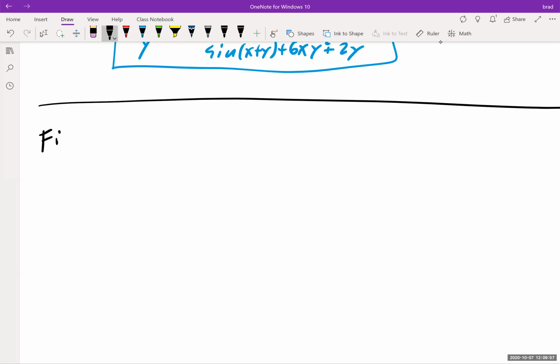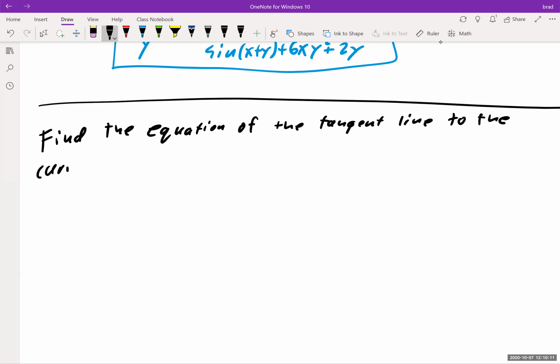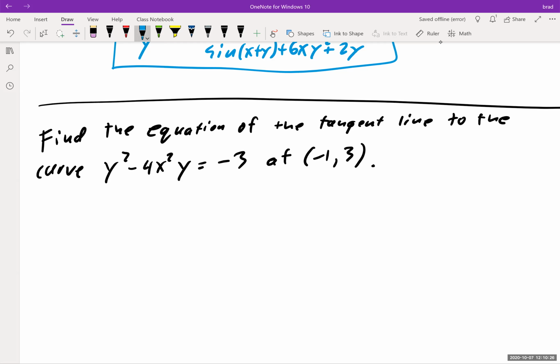So let's find the equation of the tangent line to the curve y squared minus 4x squared y equals negative 3 at the point (-1, 3), okay? So we're going to do everything the same as before. Remember, find the equation of the tangent line is math code for find the derivative, that's now the slope of your tangent line, and then use that to create the equation of the line.